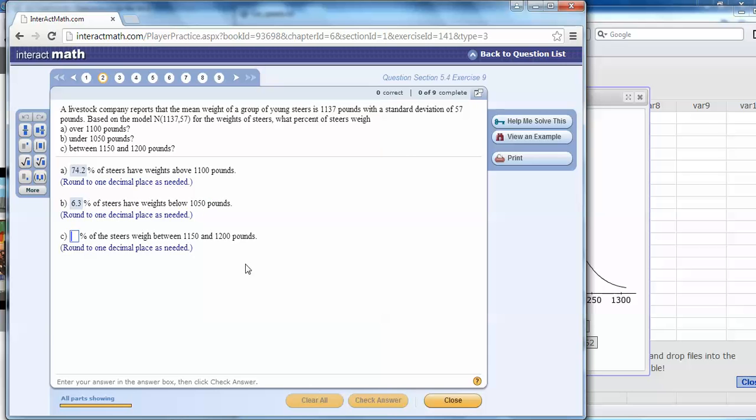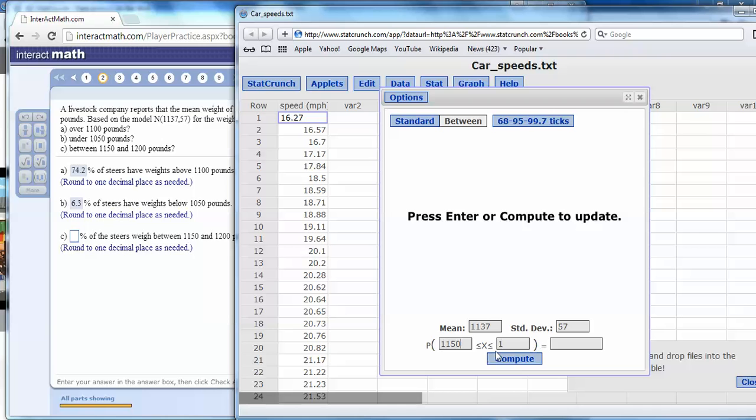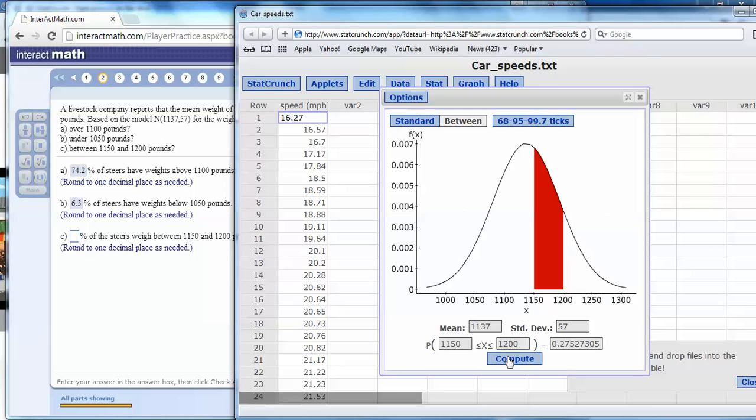And then the last one, and again I demonstrated this in the weekly chat, between two numbers. So let's go back to our distribution here, and now you're going to click on the Between tab. And you want to go between 1150, so I'm going to put 1150 in here, and 1200. Okay, so we expect about 27.5% of the steers to weigh between 1150 and 1200.